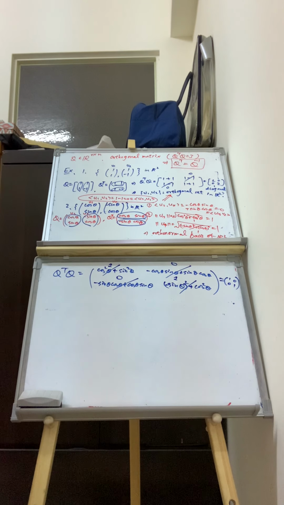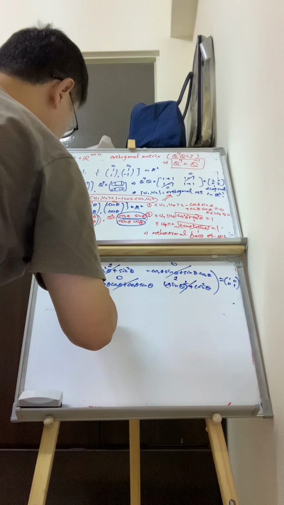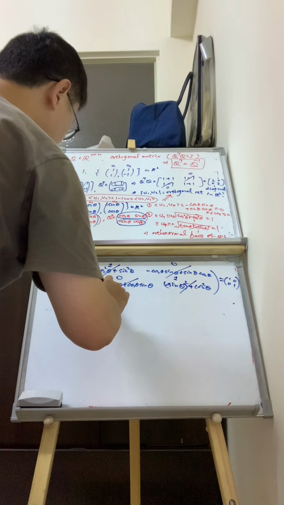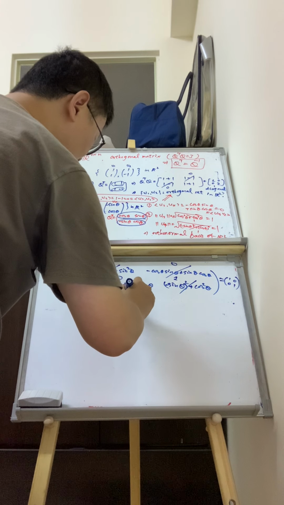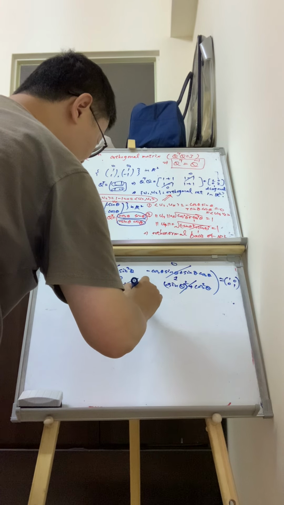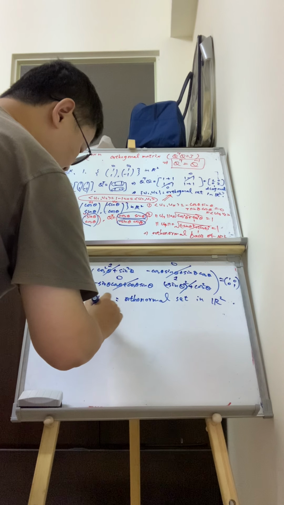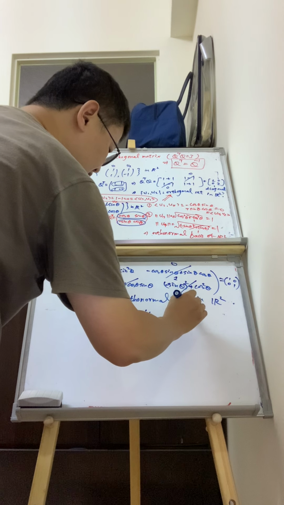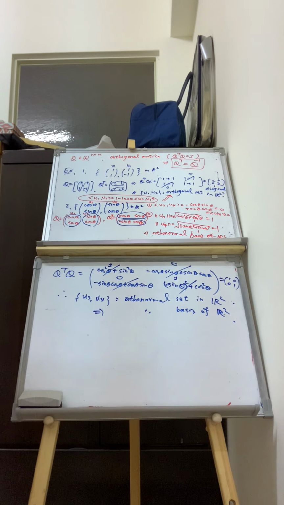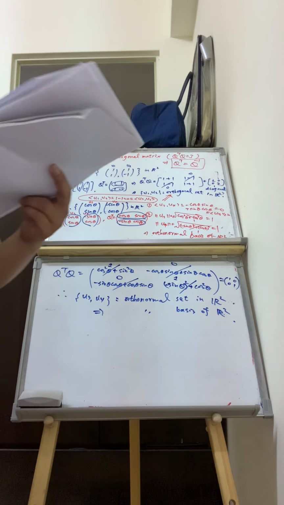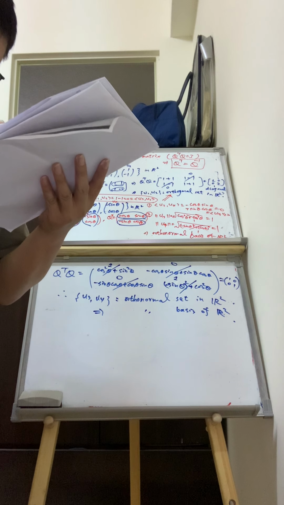So it's the identity. So indeed, U3, U4, these two vectors are an orthonormal basis. Originally we know that it's an orthonormal set in R2, but with two vectors, of course it's also an orthonormal basis of R2.